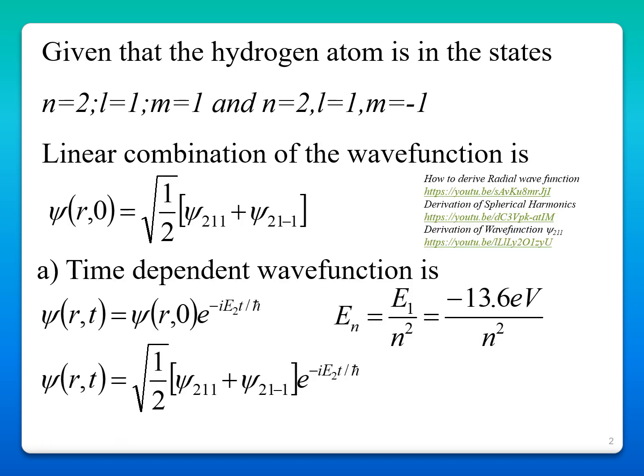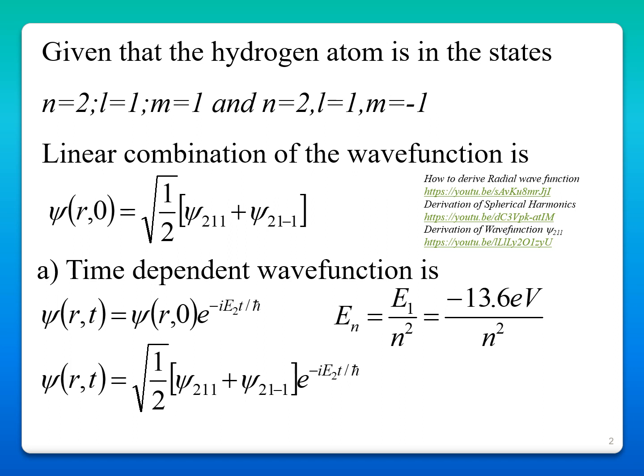Given that the hydrogen atom is in the state n = 2, l = 1, m = 1, and n = 2, l = 1, and m = -1, the linear combination of the wave function is psi of r comma 0 equal to 1 by square root of 2 times psi of 211 plus psi of 21 minus 1. How to derive this wave function, the radial wave function, and the spherical harmonics, I have made a video, and I have given the link also.